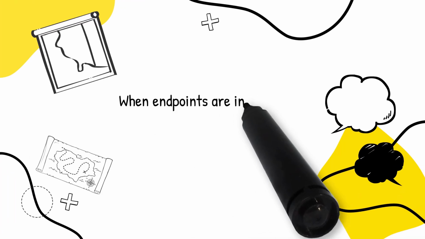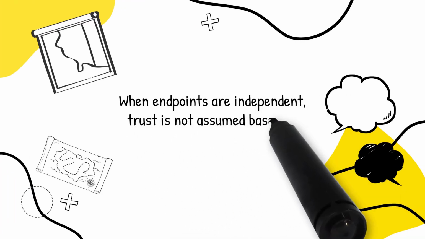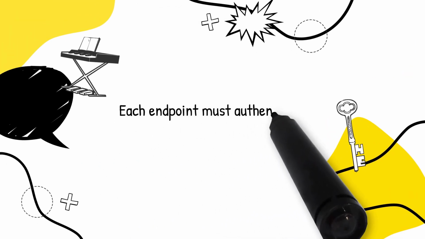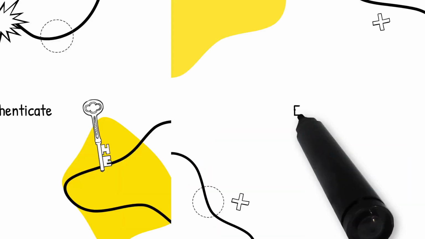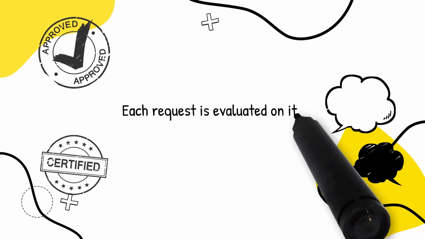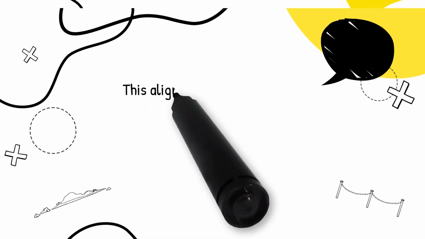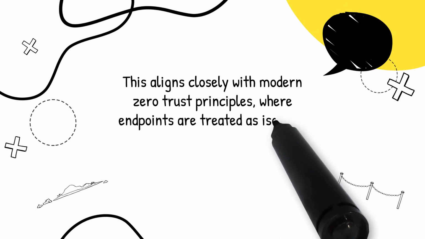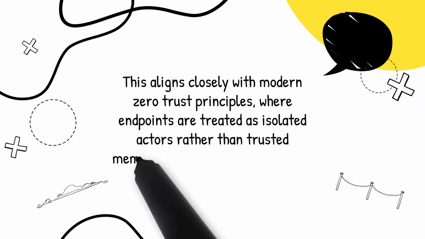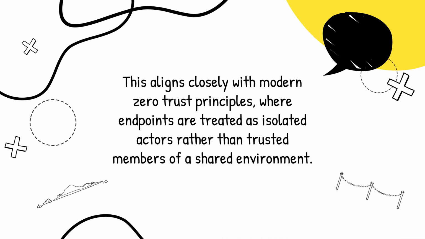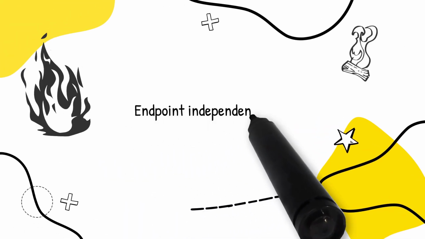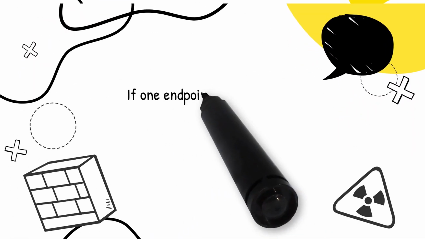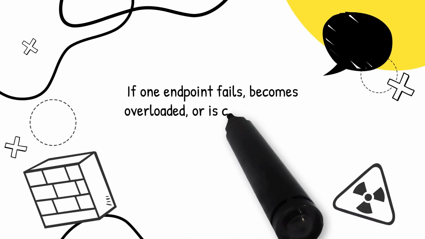Security is another area where endpoint independence matters. When endpoints are independent, trust is not assumed based on network location. Each endpoint must authenticate itself. Each request is evaluated on its own. This aligns closely with modern zero trust principles, where endpoints are treated as isolated actors rather than trusted members of a shared environment.